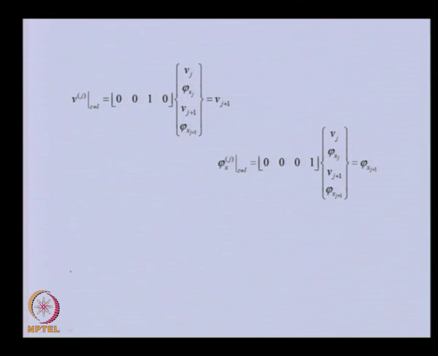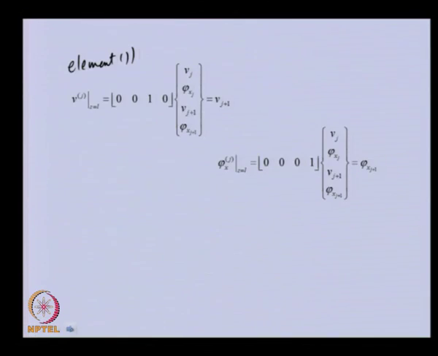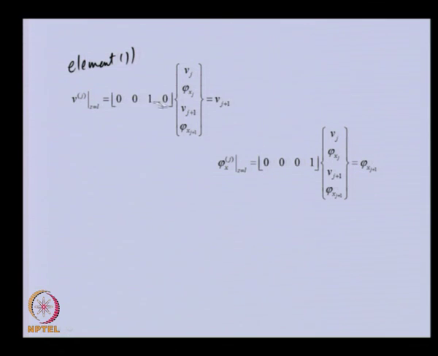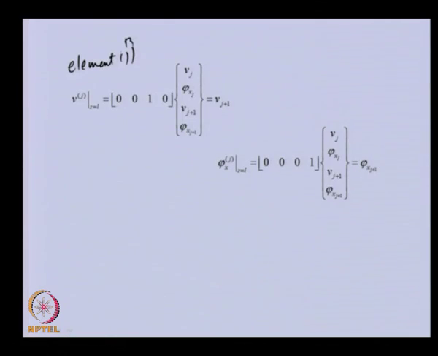So, for z equal to L for the first element, that is z equal to L, if we substitute in the previous expression, we will get only this as 1, others are 0. So, we will get v z plus 1 and for slope we will get phi x z plus 1. So, this is for the element, in this particular case the jth element.